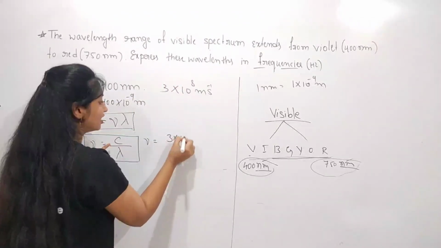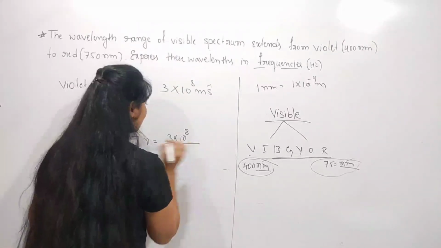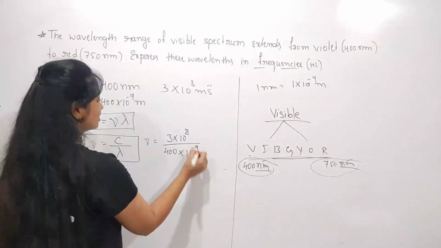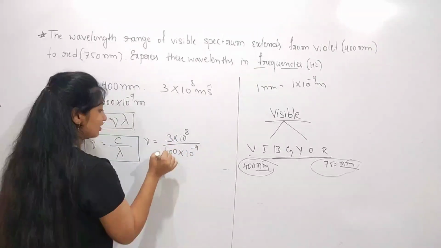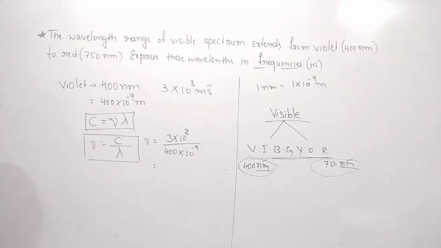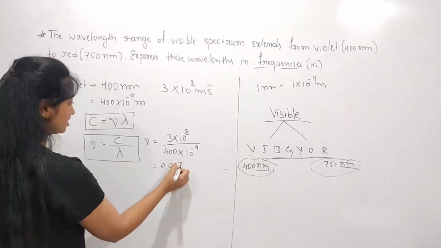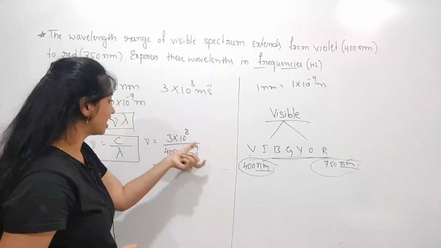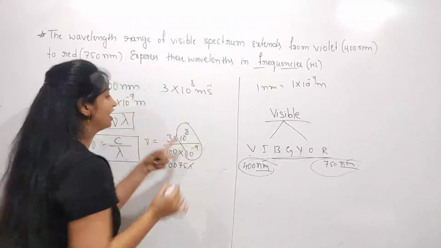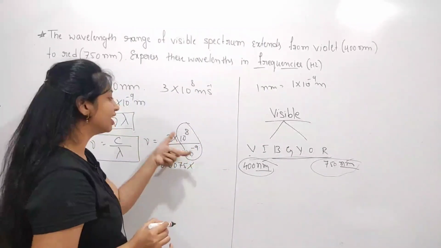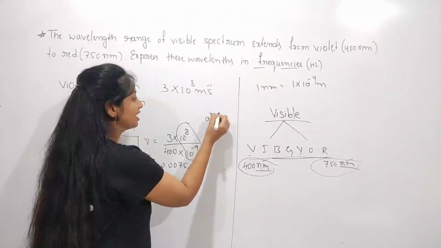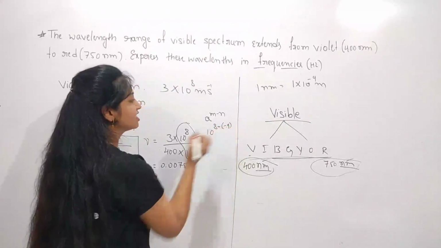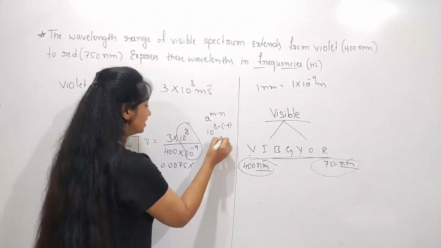Nu is equal to C, 3 into 10 raised to 8 meter per second, divided by lambda. Lambda means 400 into 10 raised to minus 9 meter. Then 3 divided by 400 is 0.0075 into, then see here, 10 raised to 8 and 10 raised to minus 9. So this is in the form of a raised to m divided by a raised to n. Then what happens? A raised to m minus n. And next see here, 10 raised to 8 minus minus 9. Then minus into minus is plus. Then what happens? 10 raised to 17.